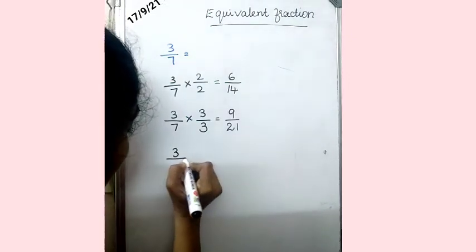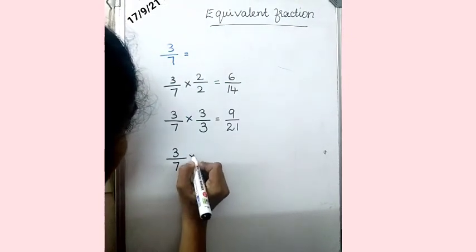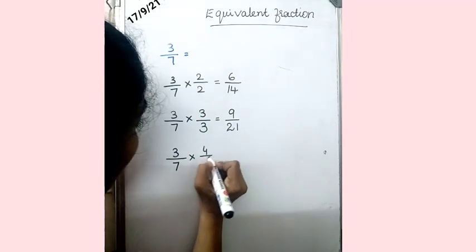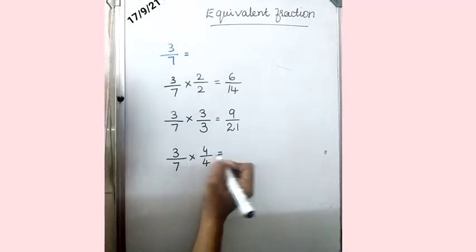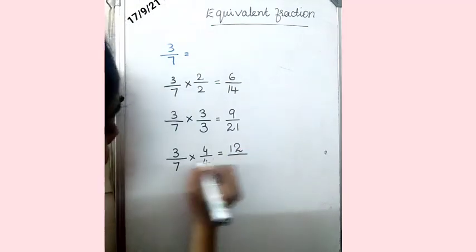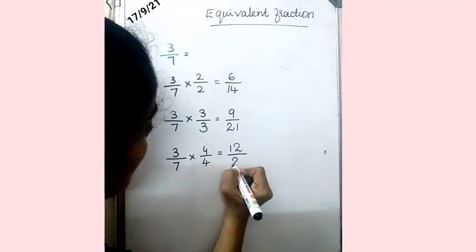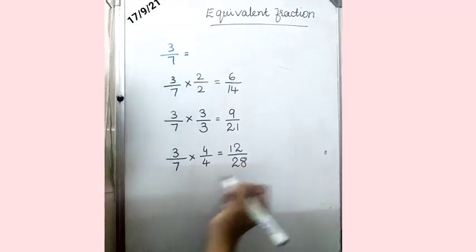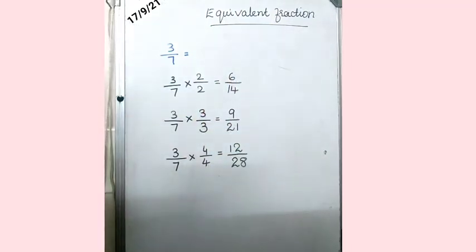Then the third equivalent fraction. 3 by 7 into 4 by 4. That is equal to 3 into 4, 12, and 7 into 4, 7 4s are 28. Here we got the third equivalent fraction.